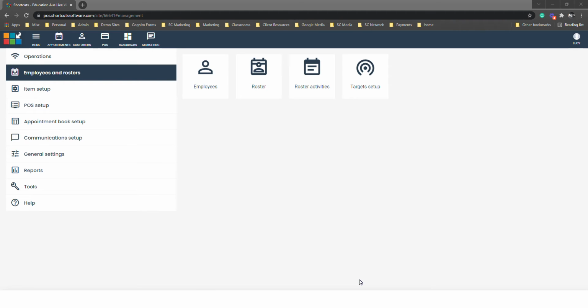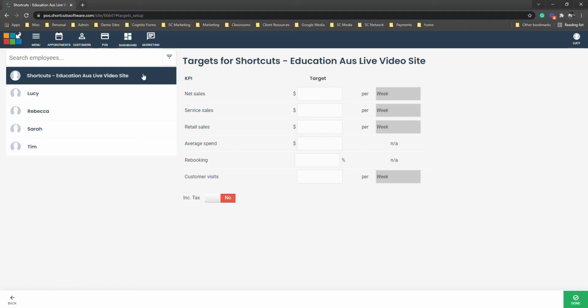So to do that, go to menu. You'll see under employees and rosters, we have the targets set up to the right. Let's go to select that. Now you'll see your business there at the top and your employees listed underneath.